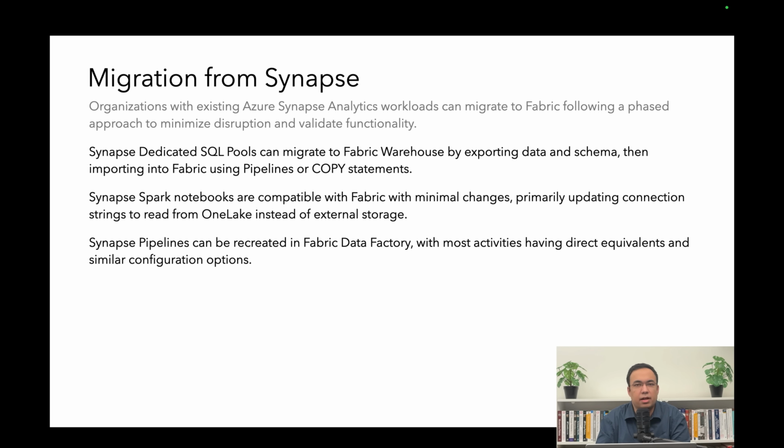Most activities have direct equivalents. Copy activities, network activities, stored procedure activities, all of these exist in both Synapse and Fabric. The configuration is similar. You will need to recreate the pipelines in Fabric, but the logic should transfer pretty straightforwardly. The migration should be done pretty carefully with thorough testing to ensure the functionality and performance meet the expectations in the new environment.